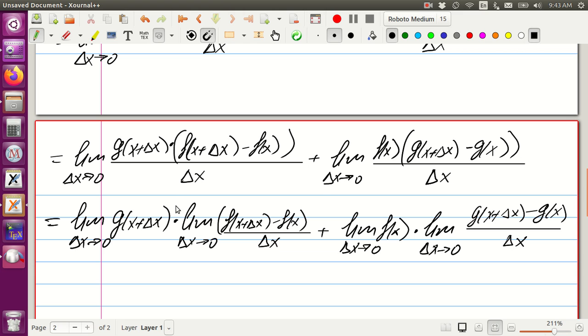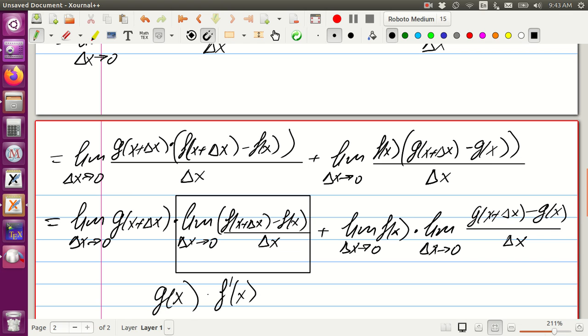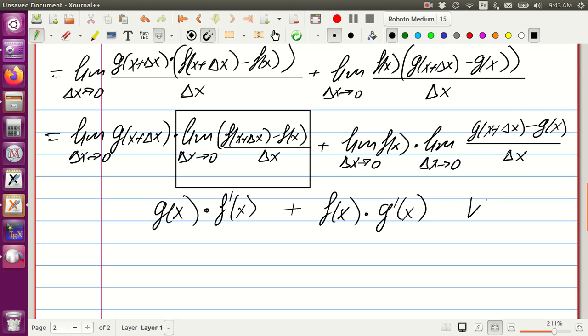So let's try to analyze. First of all, what is this thing? This thing is actually the definition of the derivative of f. Look, delta x goes to 0, this is f of x plus delta x minus f of x over delta x. So this will be f prime of x. And here we can use direct substitution, so we can plug in delta x equals 0. So we'll get g of x. And over here we have the limit of f of x, but f of x doesn't have delta x in it. So we use direct substitution, and we're going to get f of x. But this part is exactly the definition of the derivative of g. And we're done with this proof, so check mark. We've done it.